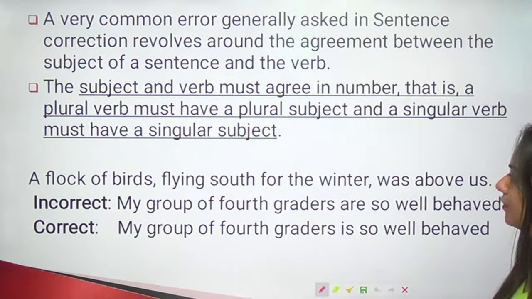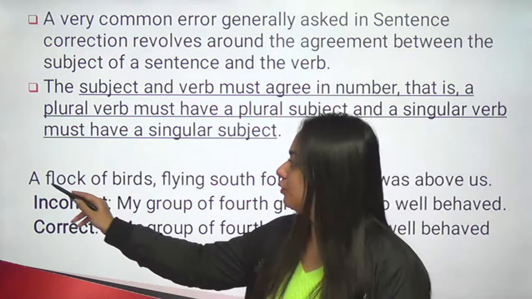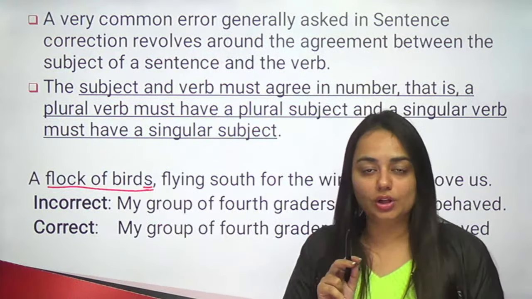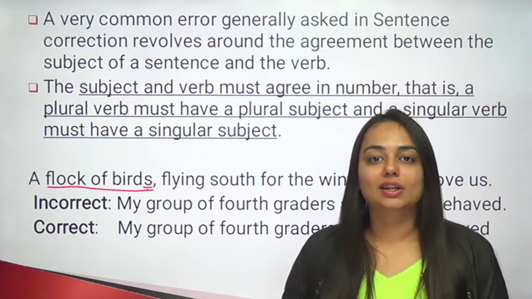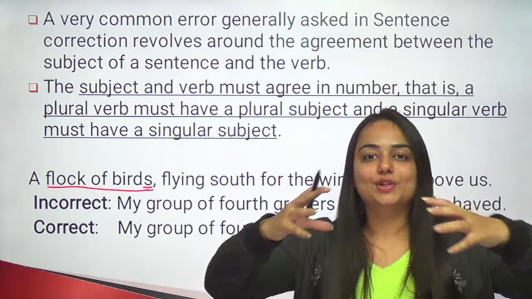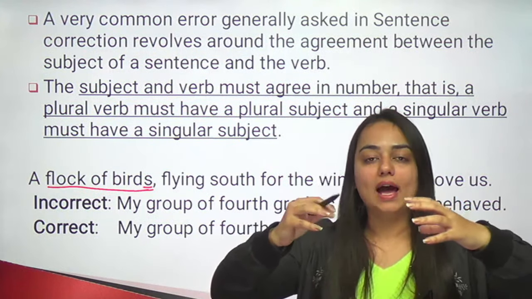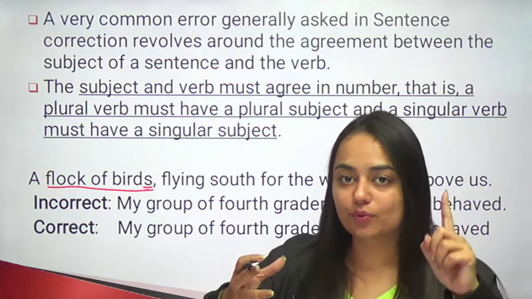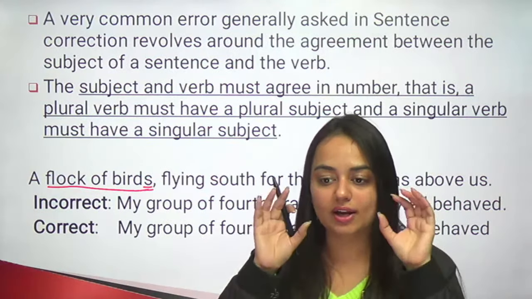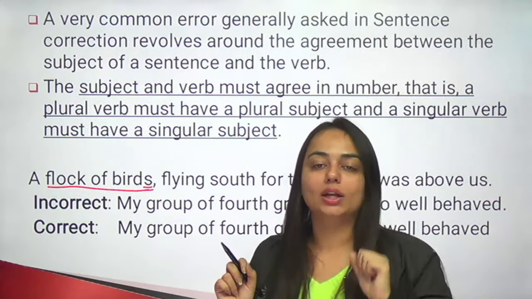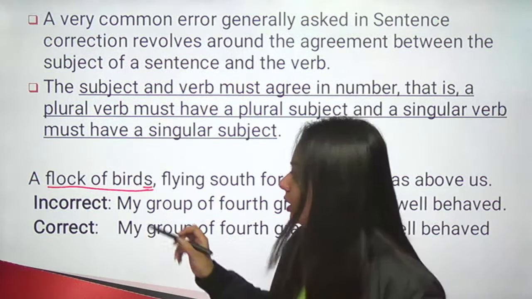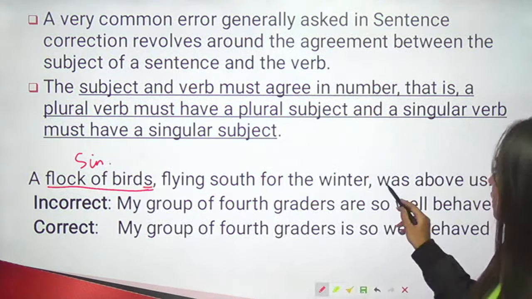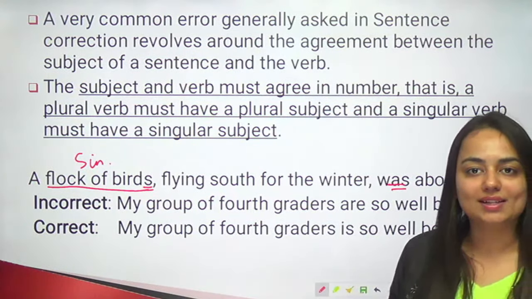Now, we have to see this. We are talking about flock of birds. Though birds is plural, what is the subject here? The subject is the flock. We are talking about the whole flock as a whole entity, as one entity, right? So if it's one entity, the flock is a group, we are referring to that whole as one, it should be singular. So the subject is singular, obviously the verb will also be singular. So yes, this is right.